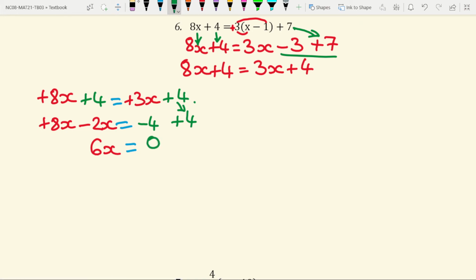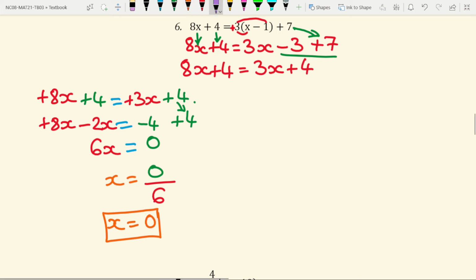So x is equal to 0 divided by 6. 0 divided by 6 is nothing but 0. We cannot divide nothing, so nothing divided by 6 is nothing. 0 divided by 6 is 0. So x is equal to 0 is the answer that we got. So let us check our answer. Let us verify our answer.